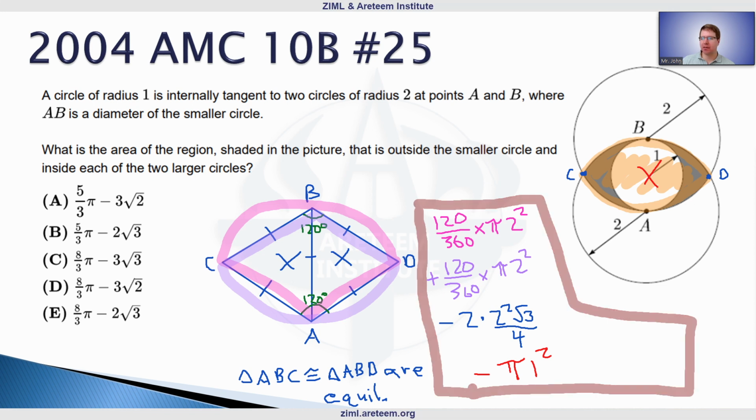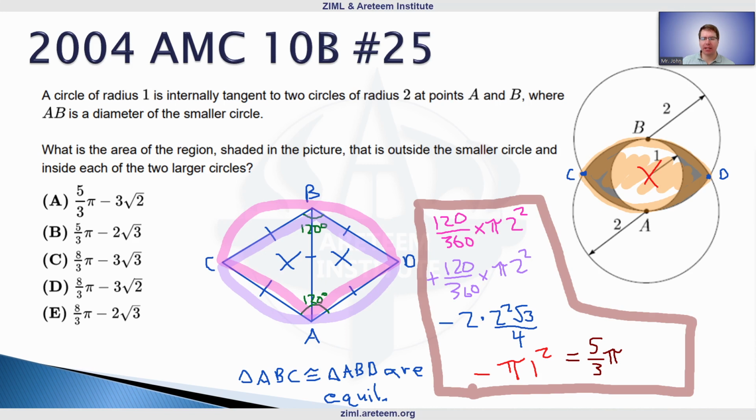I'm leaving myself a little spot on the bottom to simplify this. So in terms of pi, we have 1/3 times 4 pi, another 1/3 times 4 pi. All right, so that is 8/3 pi minus a full pi. So we have 5/3 pi here. That already narrows down the answer choices quite a bit.